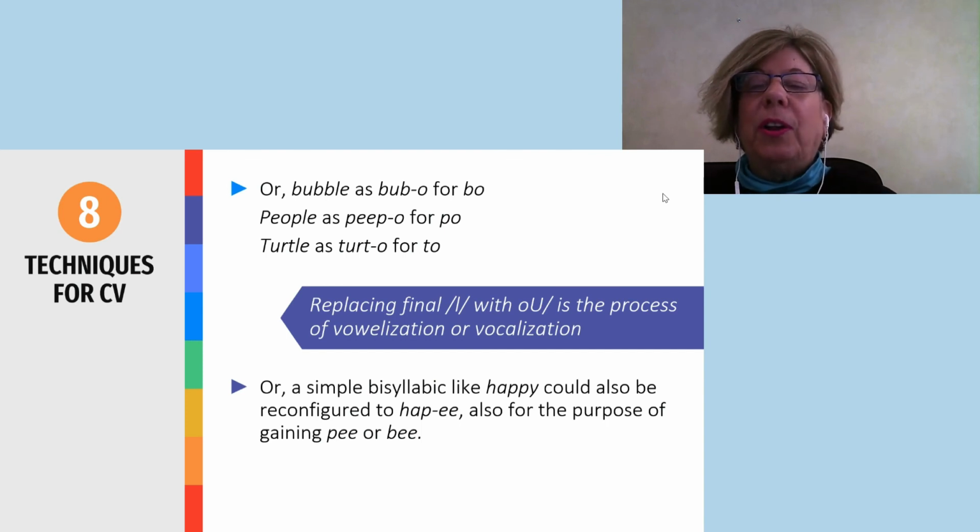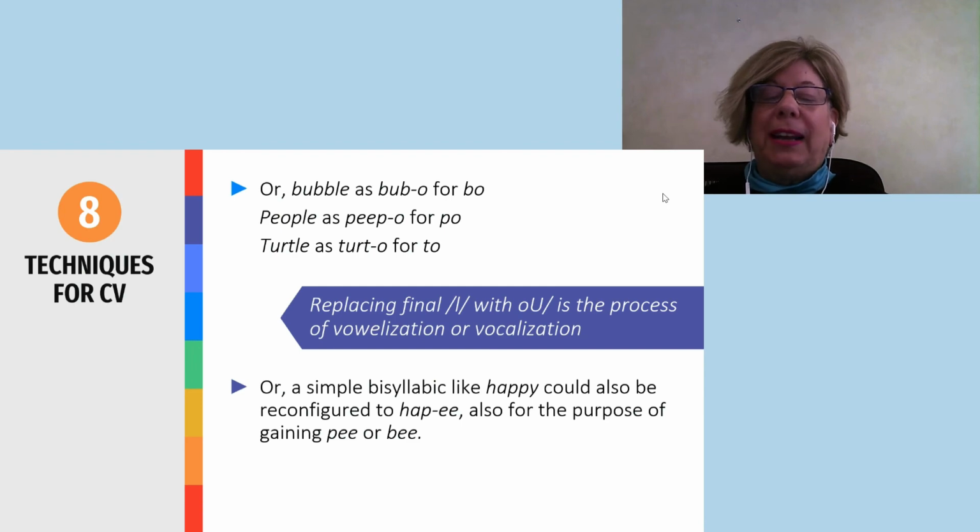Replacing a final L with an O is the process of vowelization or vocalization. Or a simple bisyllabic word like happy could also be reconfigured to hap-e, also for the purpose of gaining P or B.